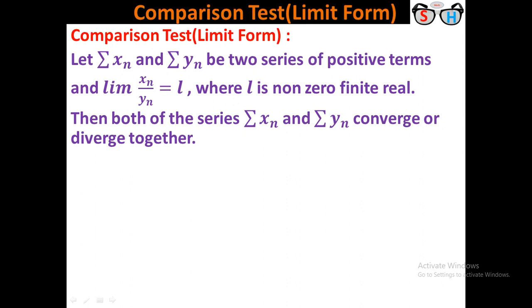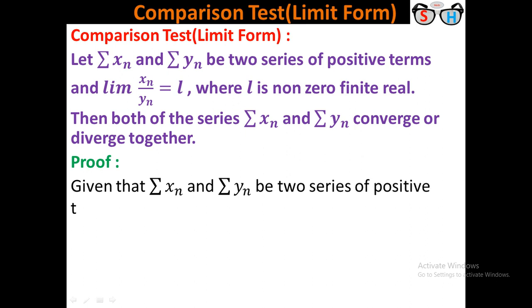But here in limit form, when the limit of xn by yn is a non-zero real number, then both the series xn and yn converge or diverge together. Okay. Here the given series are xn and yn. They are series of positive terms and the limit of xn by yn equal to L, where L is a non-zero real number.